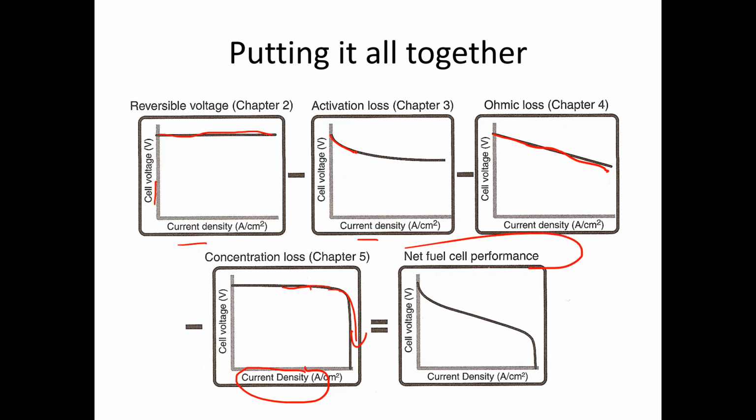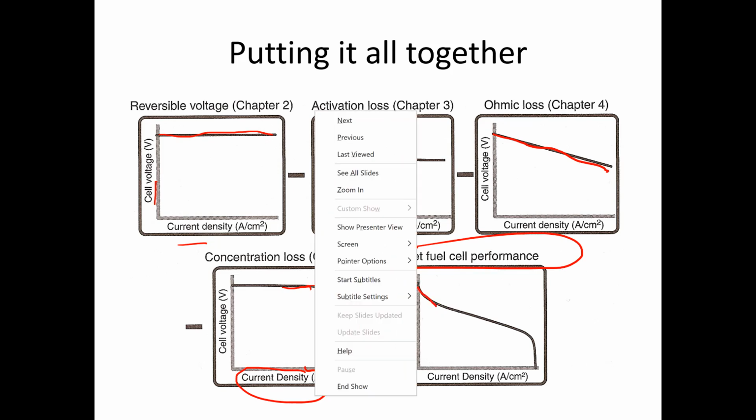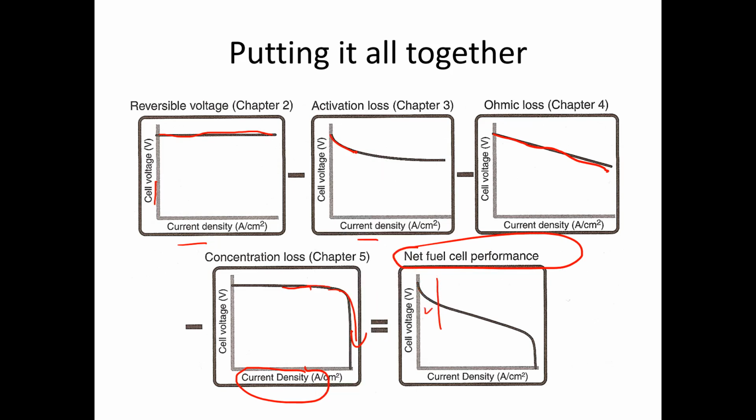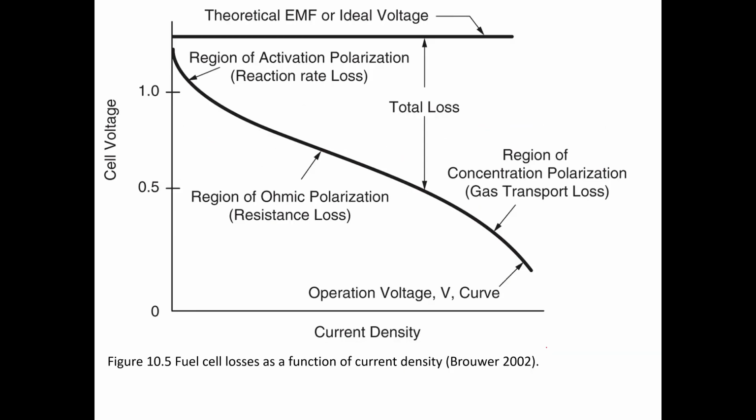If you combine it all together, you get this represented curve, which has a zone associated with the activation loss, a zone associated with the ohmic loss, and then a concentration loss at the end when the fuel can't keep up with the reaction, with the needed reaction rate. So here's a graph that illustrates that in a little more detail.